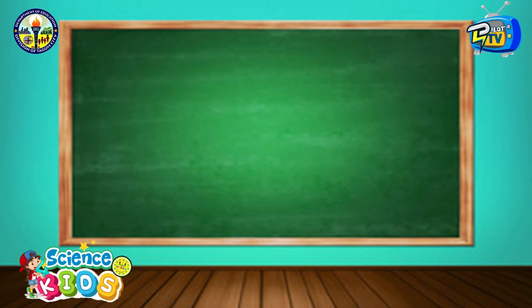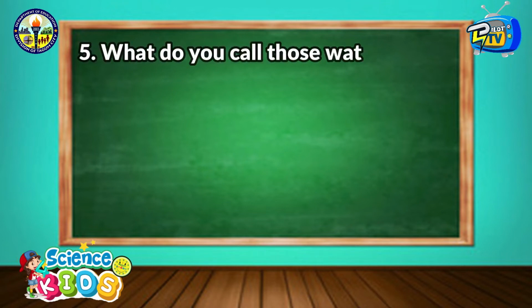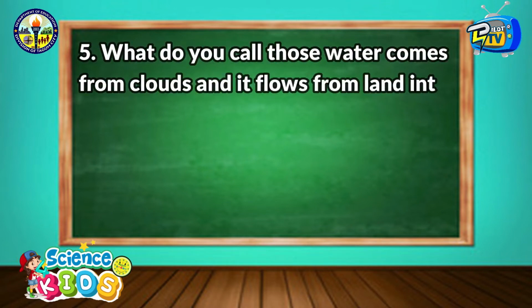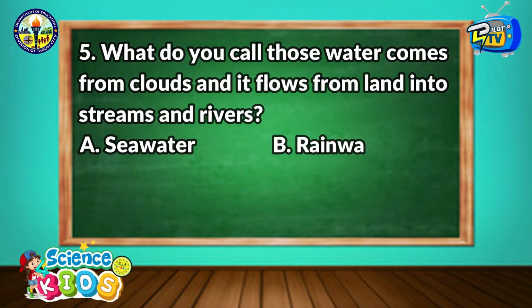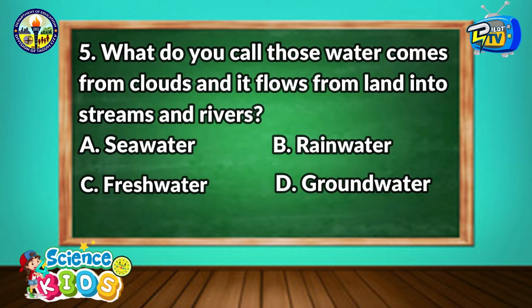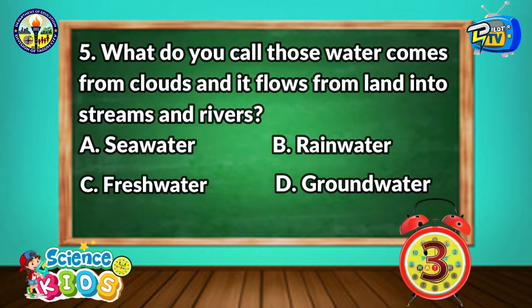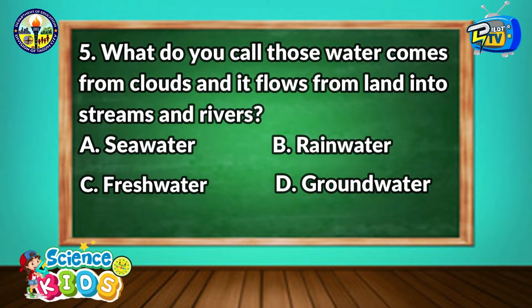Number 5. What do you call the water that comes from the clouds and flows from land into streams and rivers? A, seawater. B, rainwater. C, fresh water. Or D, groundwater. Timer starts now. Time is up. What is your answer? Excellent! It's letter B, rainwater.